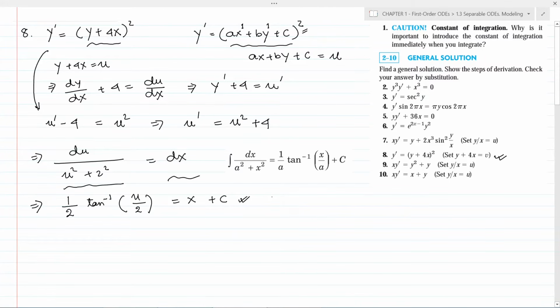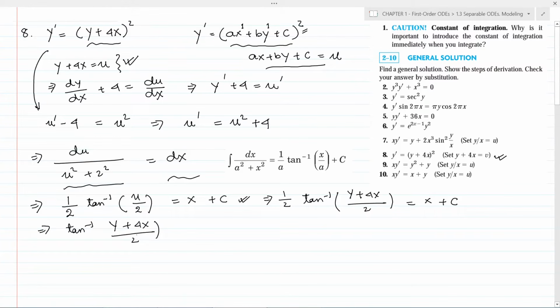However, in terms of y and x, we will replace u by y plus 4x, and we can write this as half tan inverse of y plus 4x divided by 2 is equal to x plus c, or this implies tan inverse of y plus 4x by 2 is equal to 2 whole into x plus c, which is the general solution of the differential equation. This is the implicit form of the general solution.